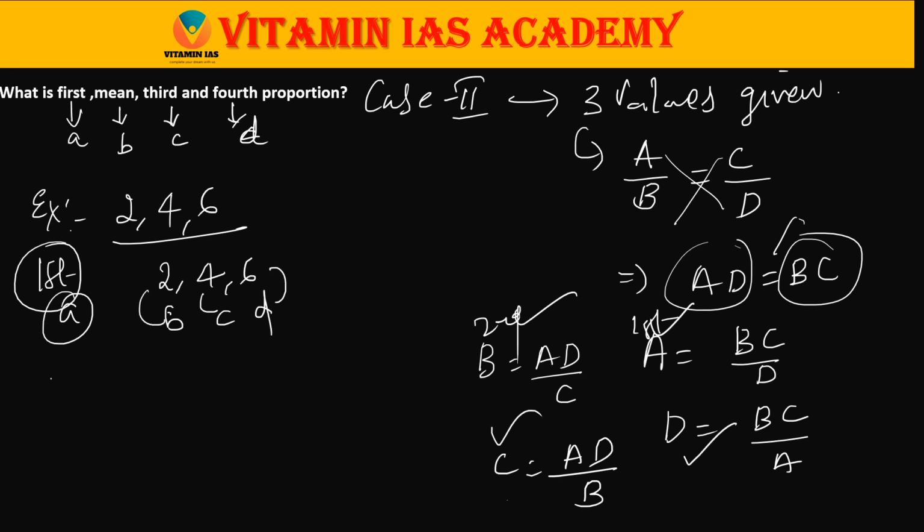Then what is the formula for A? A is equal to BC by D, and B is how much? 2 and 4 by 6. Here you will get 4 by 3 as the answer.